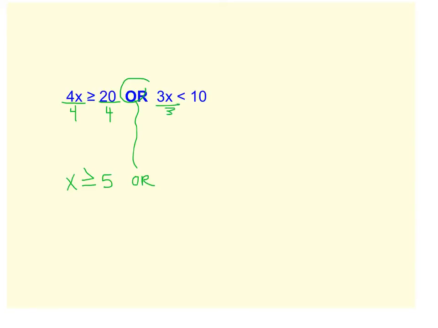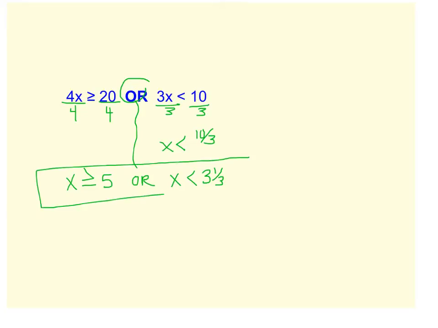Over here I'm going to divide by 3 on both sides. So x is less than 10 doesn't divide by 3, so 10/3. Here's the only time when I think mixed numbers are helpful. If you rewrite this as 3 1/3, that's going to help us know where it is on a number line.